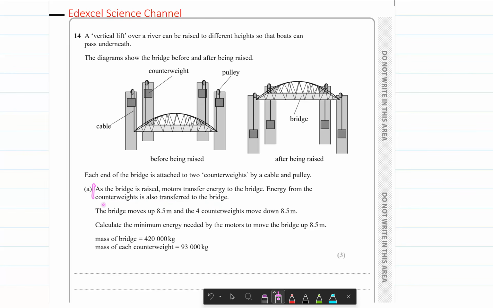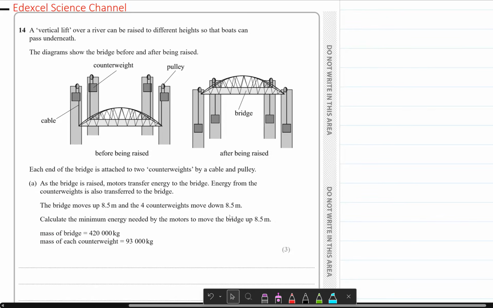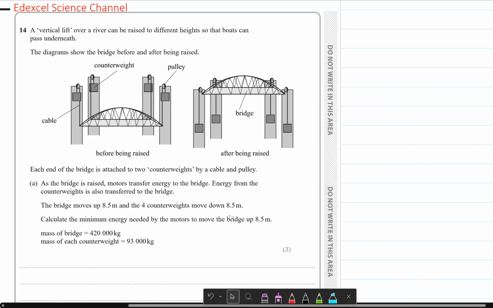This is very interesting. The bridge moves up 8.5 meters and the four counterweights move down 8.5 meters. Calculate the minimum energy needed by the motors to move the bridge up 8.5 meters. They have given us the mass of the bridge and the mass of the counterweights. So this is a classic conservation of energy question.